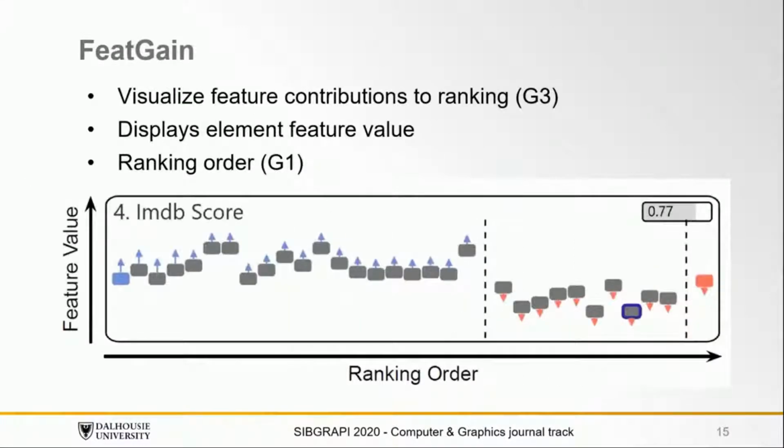The second visualization is feature gain, which is used to visualize individual feature contribution to the ranking. Each square represents a data instance, using its feature value to position it on the y-axis and the ranking order on the x-axis. The arrows show the contribution to the ranking that the feature provides. We can create a cell like this for each feature. On the top, we display the feature name and its importance. To allow comparative analysis, the data is split in three groups: the top-ranked instances, the bottom-ranked instances, and other relevant instances that do not appear in the previous groups.